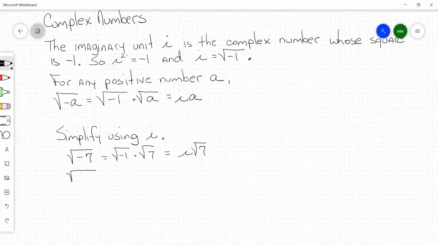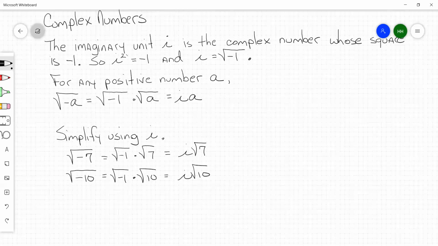The square root of -10 is equal to the square root of -1 times the square root of 10, which is equal to i radical 10. You basically pull a negative sign out from under a radical and replace it with an i outside the radical.